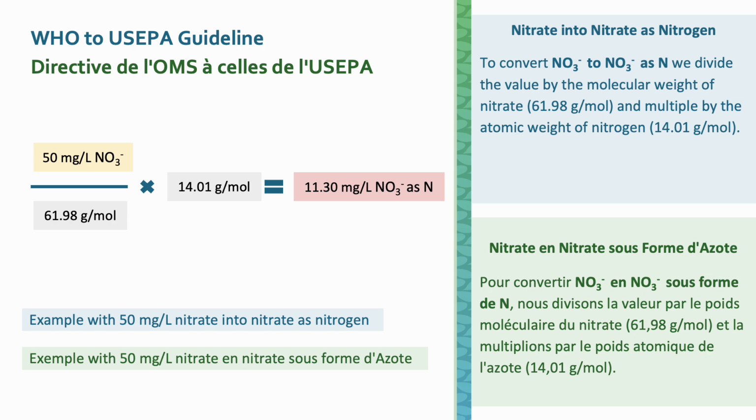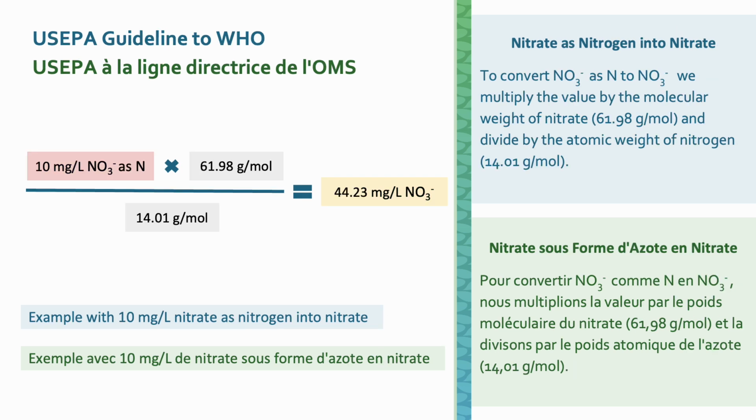What we do is we take the value that's been reported on our lab report, and in this example, 50 milligrams per litre of nitrate. We divide that by the molecular weight, which is 61.98, and we multiply it by the atomic weight, which is 14.01. So 50 milligrams of nitrate is the same as 11.3 milligrams per litre of nitrate as nitrogen.